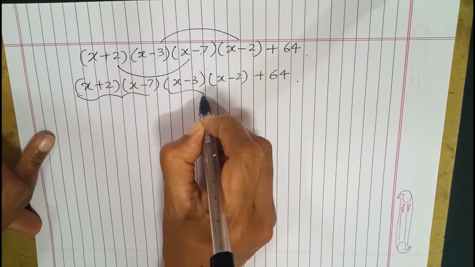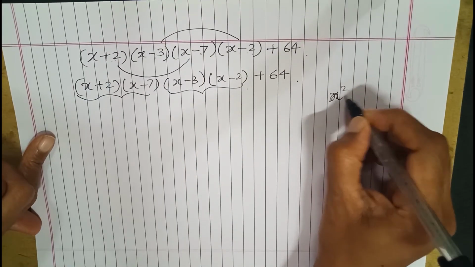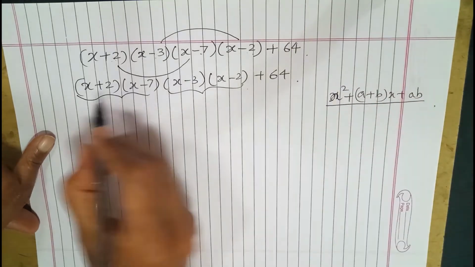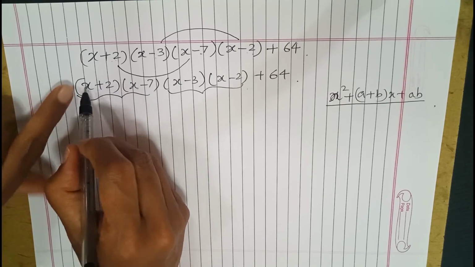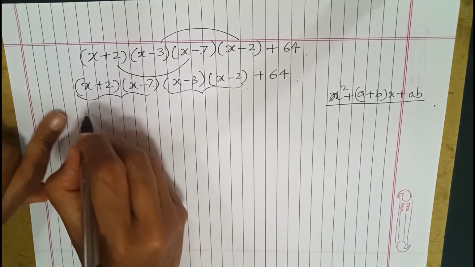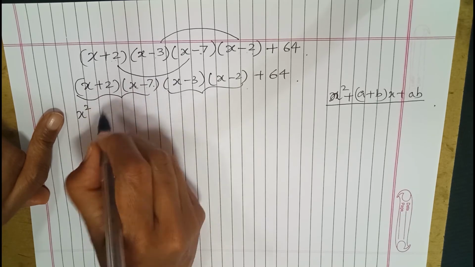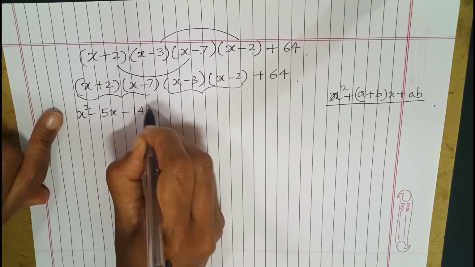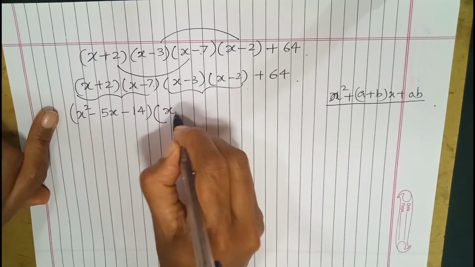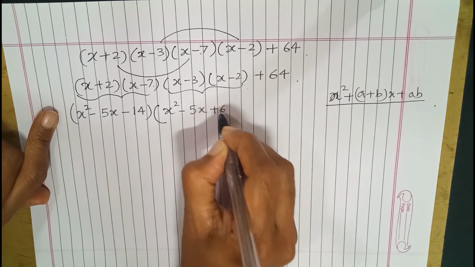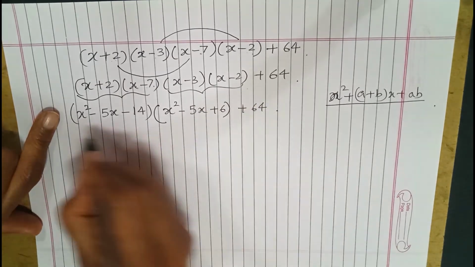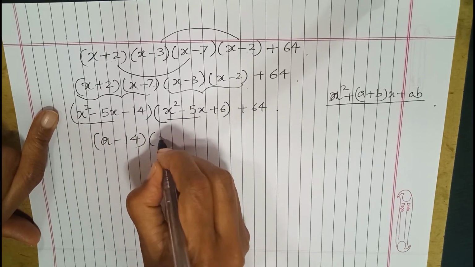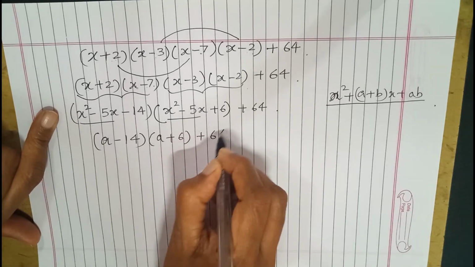Now we multiply these two. I will be using the formula x square plus a plus b into x plus ab. You can even use multiplication of binomial with the binomial, multiply x with these two and then expand, right? So it is x square minus 5x minus 14, the first bracket. The second bracket is x square minus 5x plus 6, plus 64. Now here you can see x square minus 5x can be assumed as a. So I get a minus 14, a plus 6, plus 64.